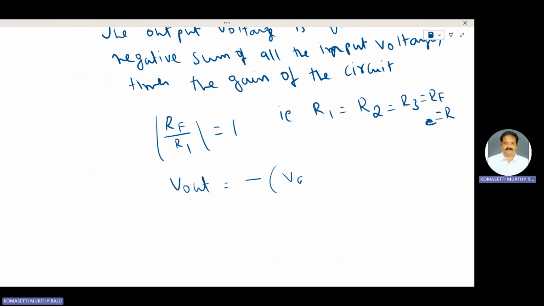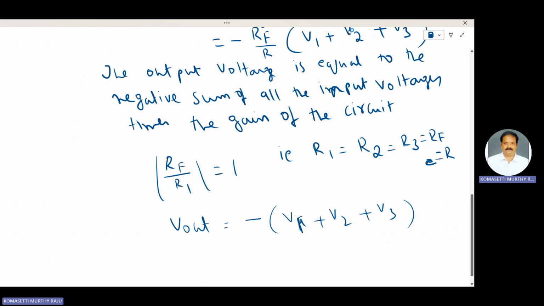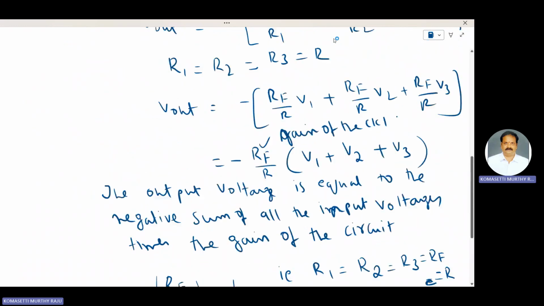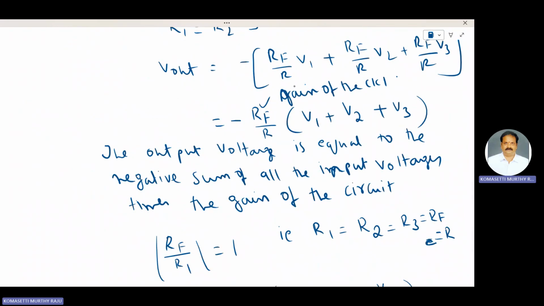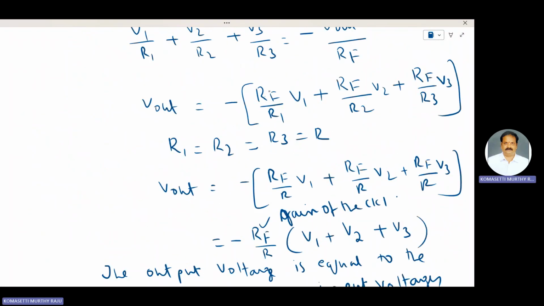Minus of V1 plus V2 plus V3. The output voltage is equal to the negative sum of all input voltages when gain is equal to unity. When R1 is equal to R2 is equal to R3 is equal to RF is equal to R, in that case, V out is equal to minus of V1 plus V2 plus V3.